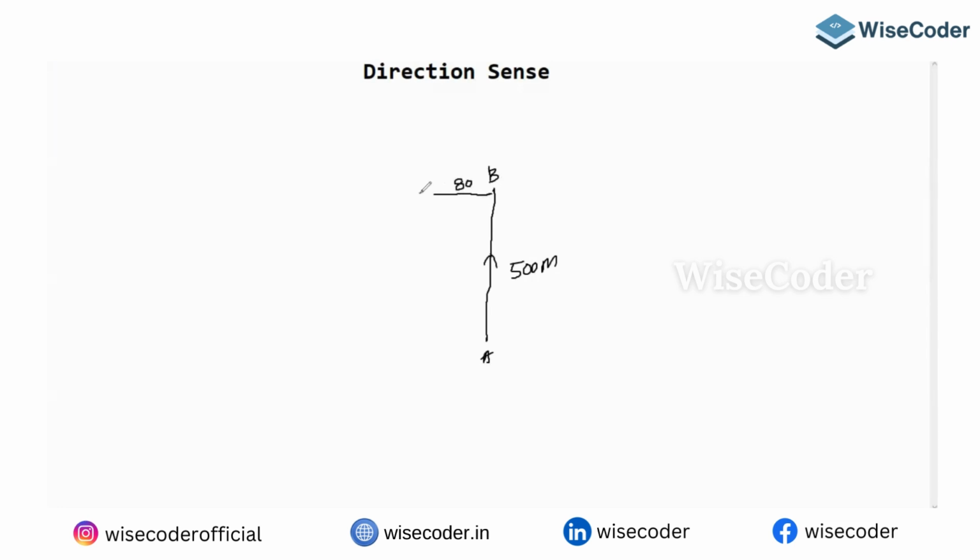Okay, let's say he reached point C. From this particular point, then 260 meters. He took left and traveled 80, then 260 meters towards his left. Left means downwards, towards south, 260.